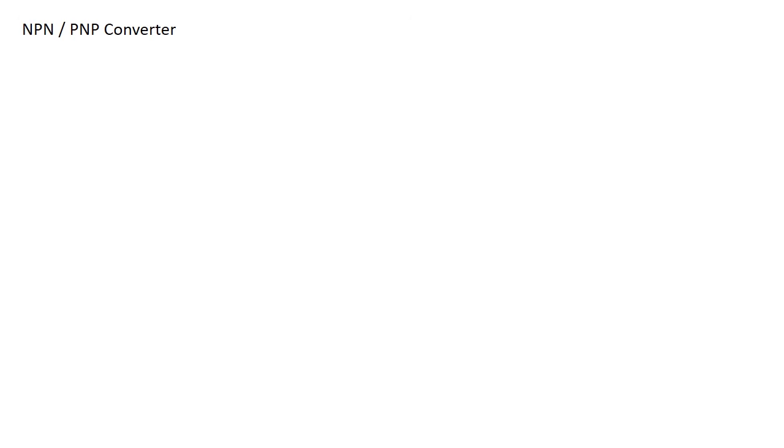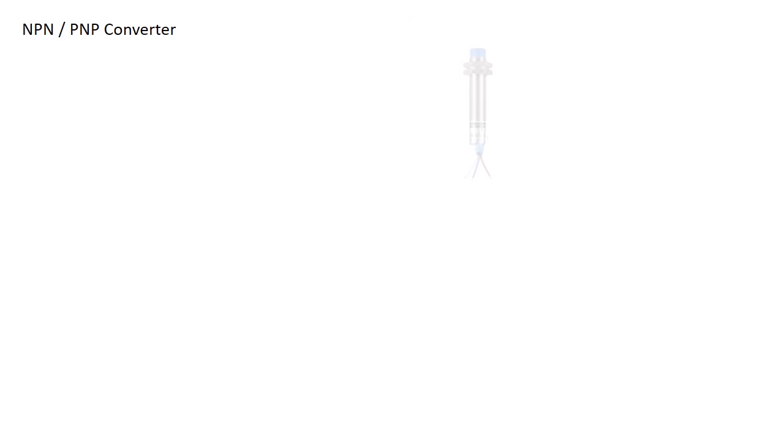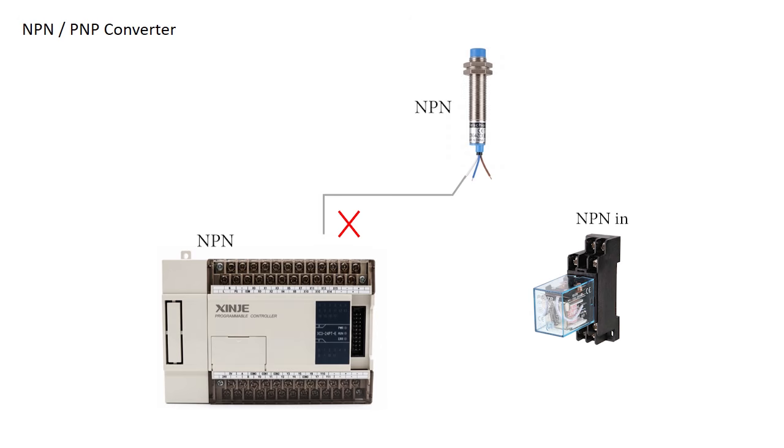Finally, here's a bonus tip when working with NPN and PNP sensors, especially useful for engineers and technicians involved in maintenance and troubleshooting. Let's say you have an NPN type sensor, but your PLC input is also NPN type. In this case, you cannot connect them directly. The PLC requires a PNP type signal. So, how can you solve this? You can convert the NPN signal to a PNP signal using a relay.